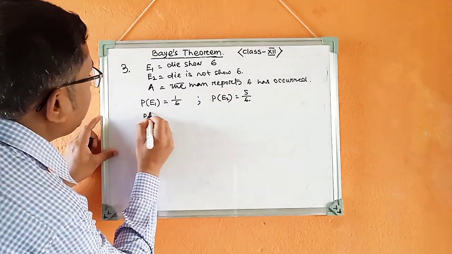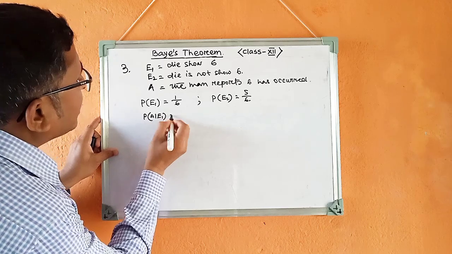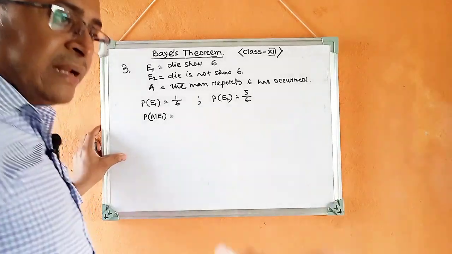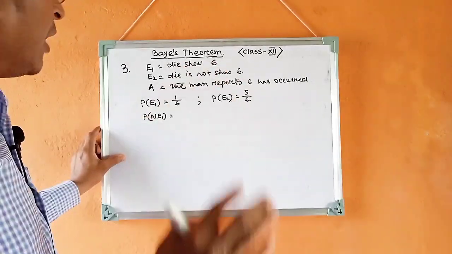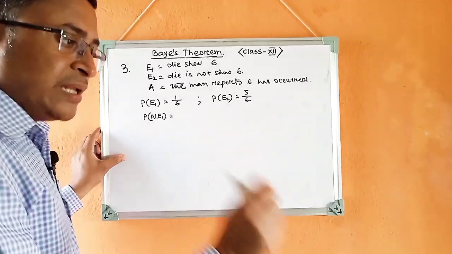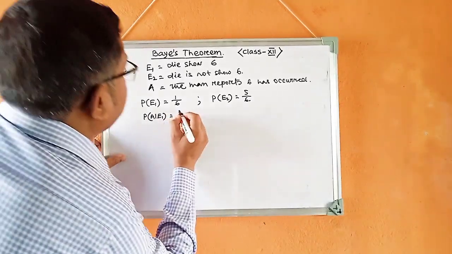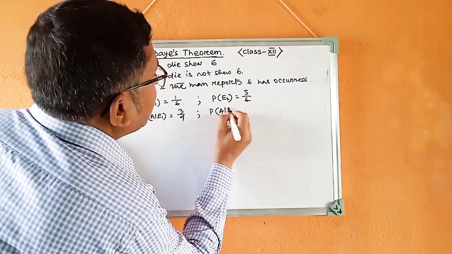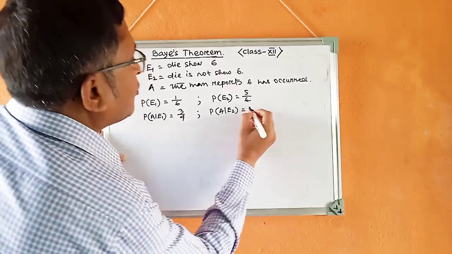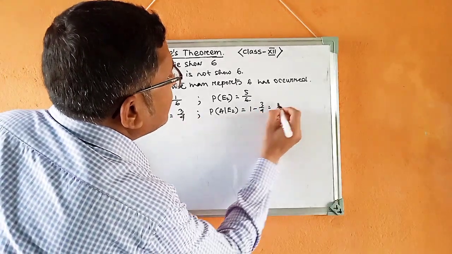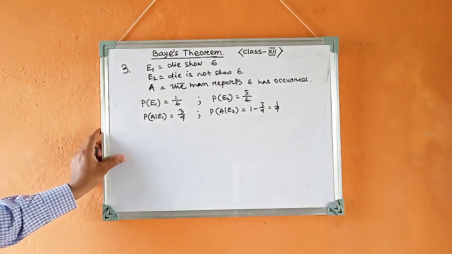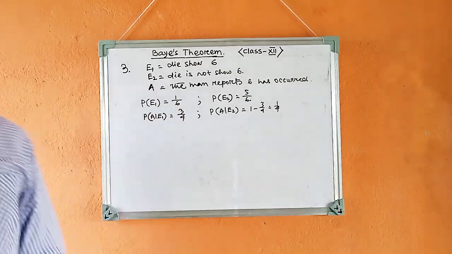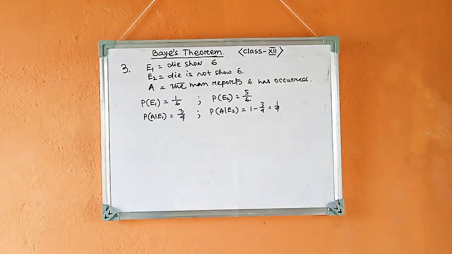Now next, P(A/E1). Listen carefully, the man reports 6 has occurred, that means the man speaks the truth. So in how many ways does the man speak the truth? The man speaks the truth 3 out of 4 times, that means P(A/E1) equals 3/4. Next P(A/E2), that means 1 minus 3/4, that is 1/4, the man tells a lie. So P(A/E1) is 3/4 and P(A/E2) is 1/4.